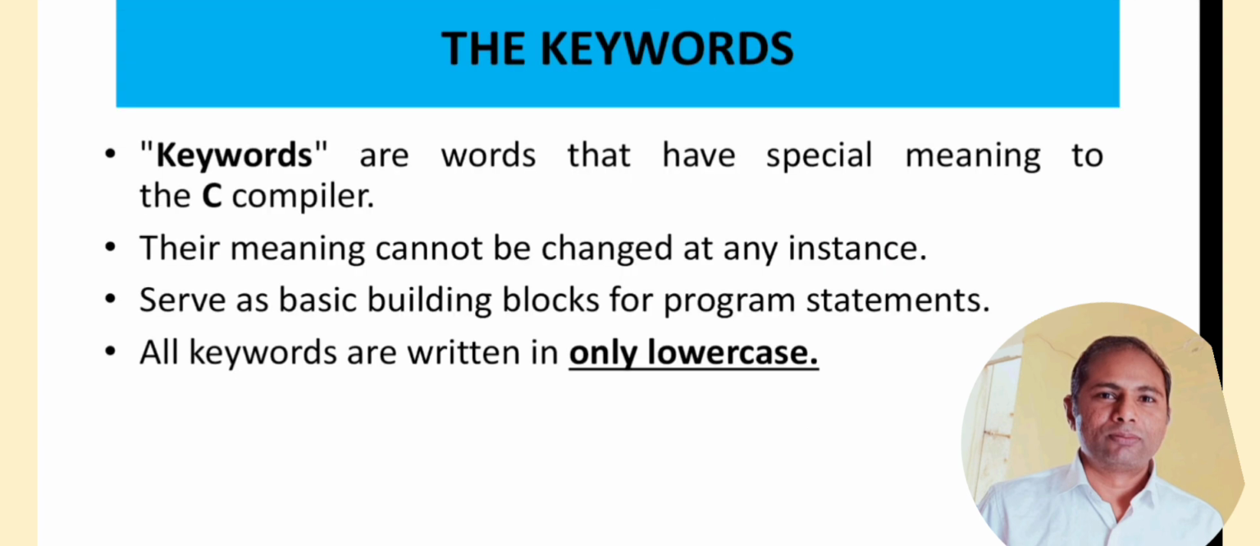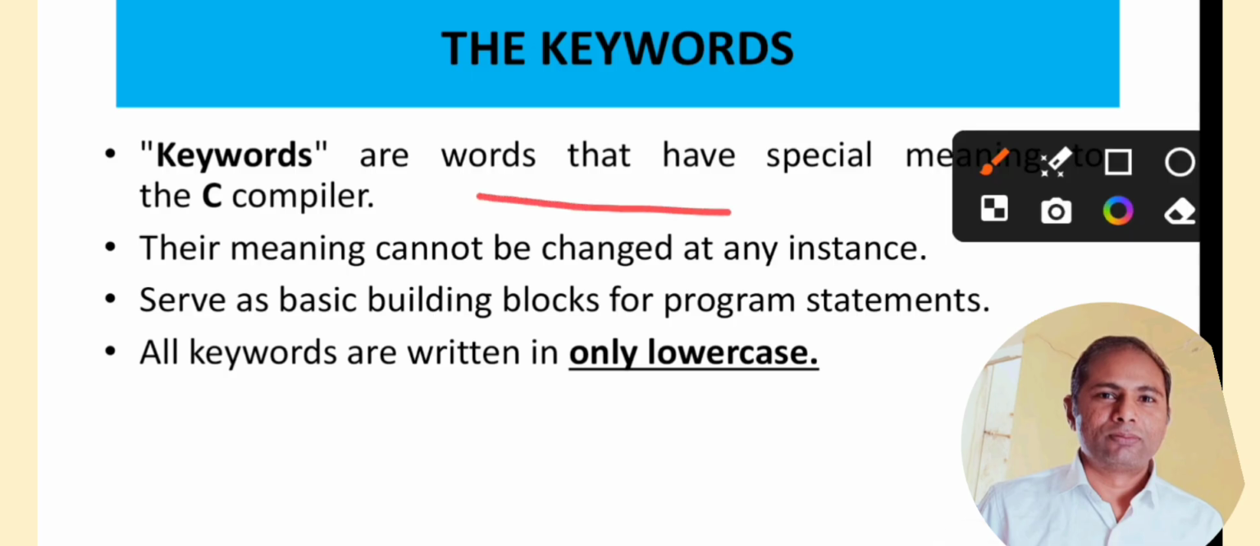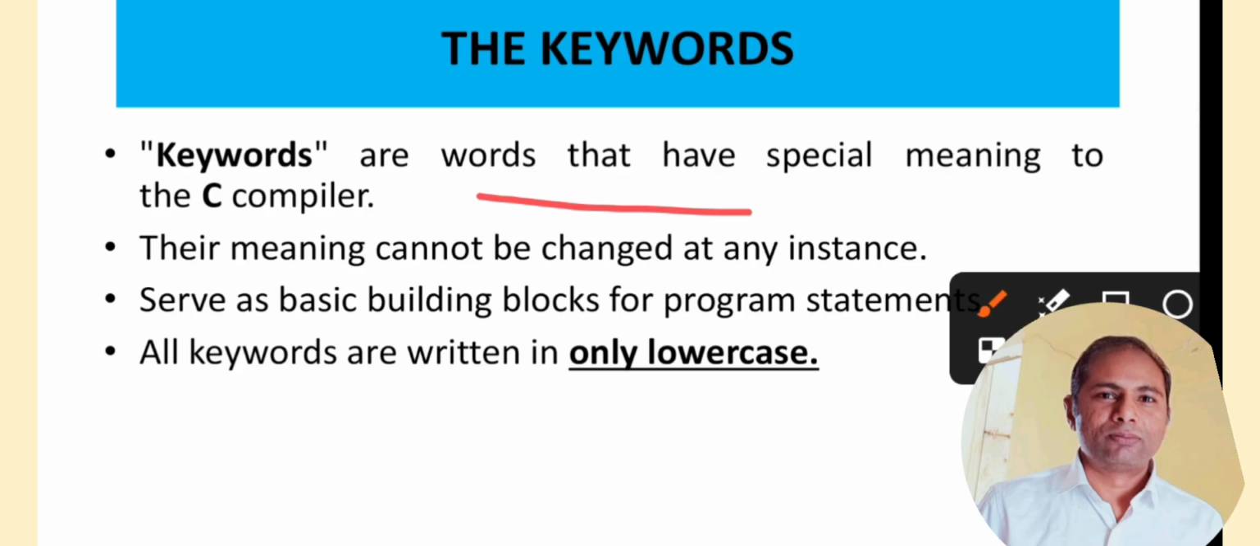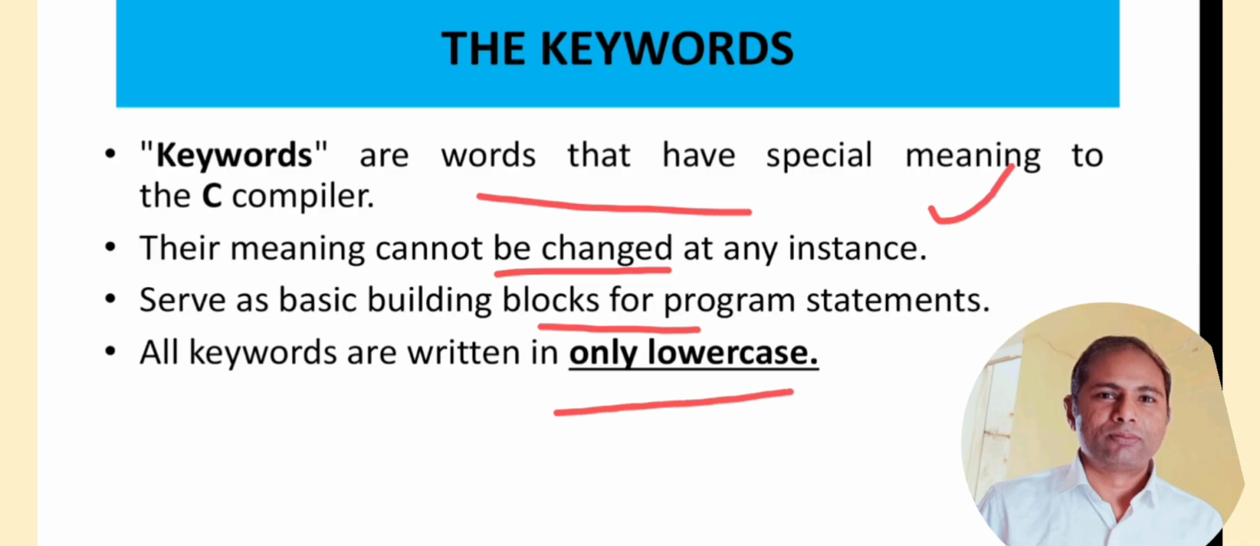Now, what are the keywords in C? Keywords are the words that have special meaning to the C compiler. Means these are the words which are already defined in the C language. These words have been given by the developers of C, so we cannot change the keywords. They serve as the basic building blocks of the program statements. All the keywords in C we write in lowercase letters.